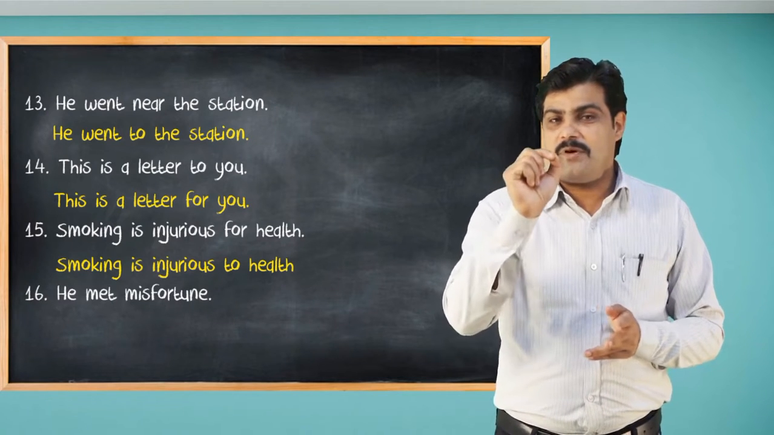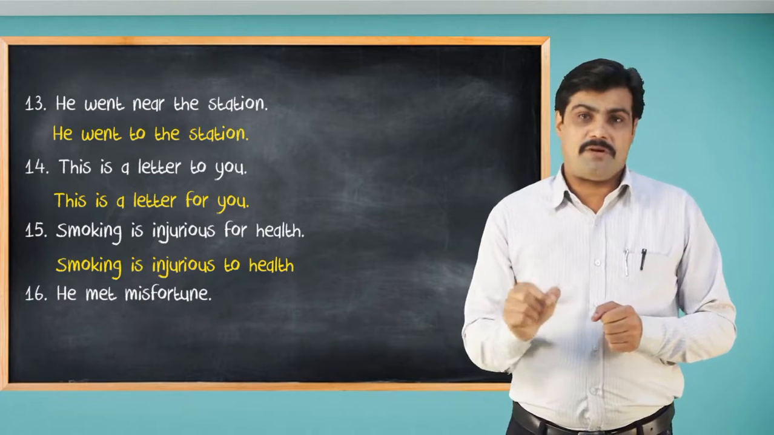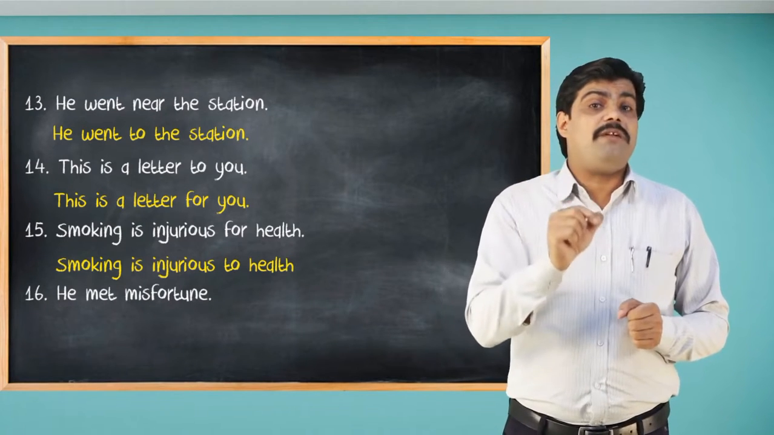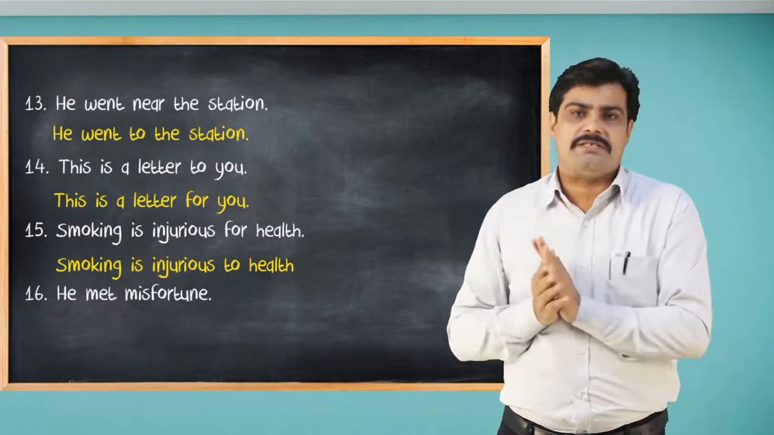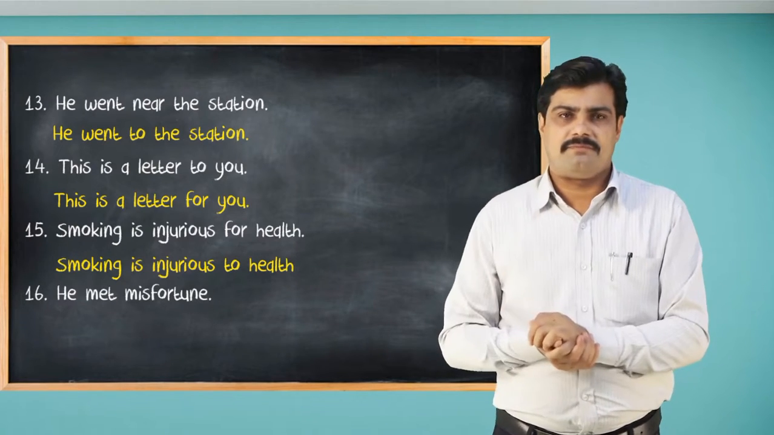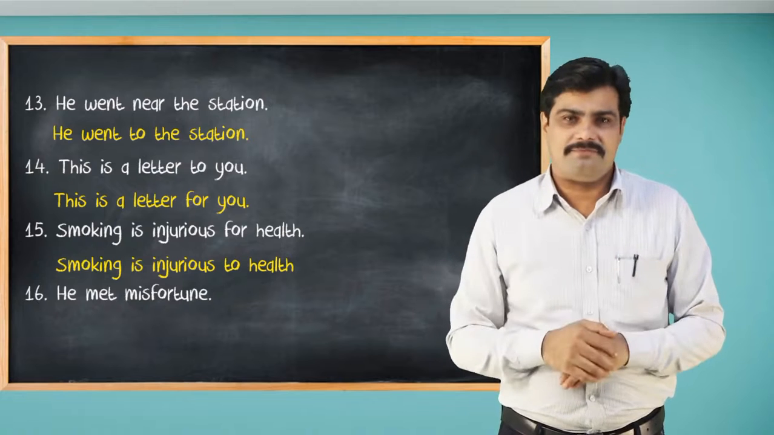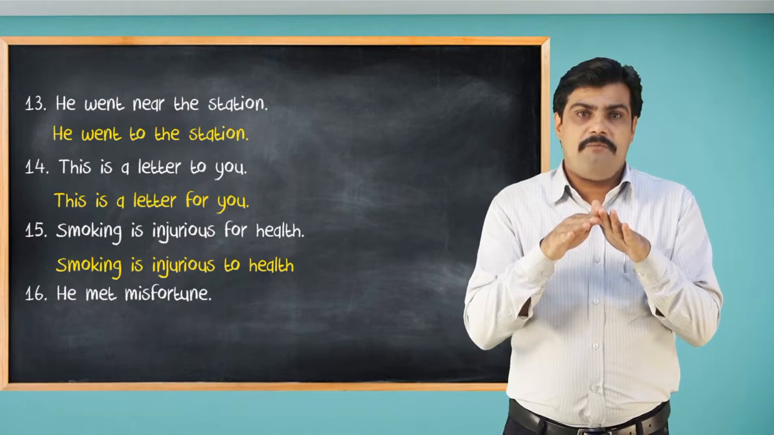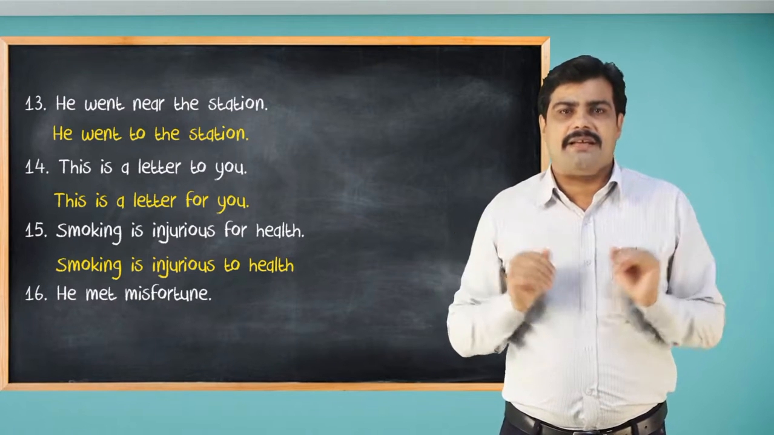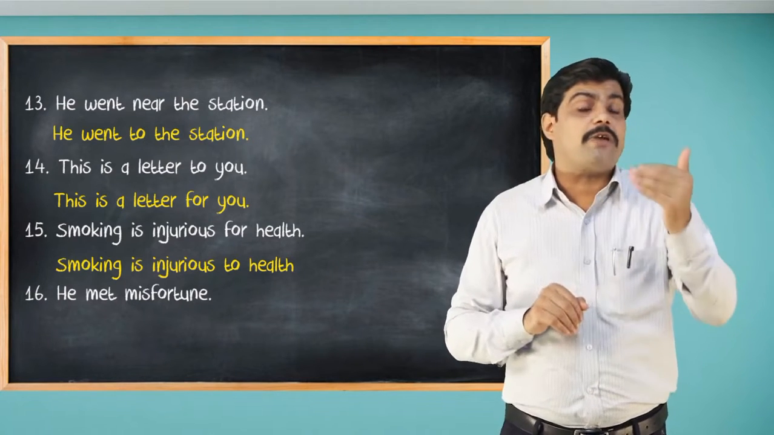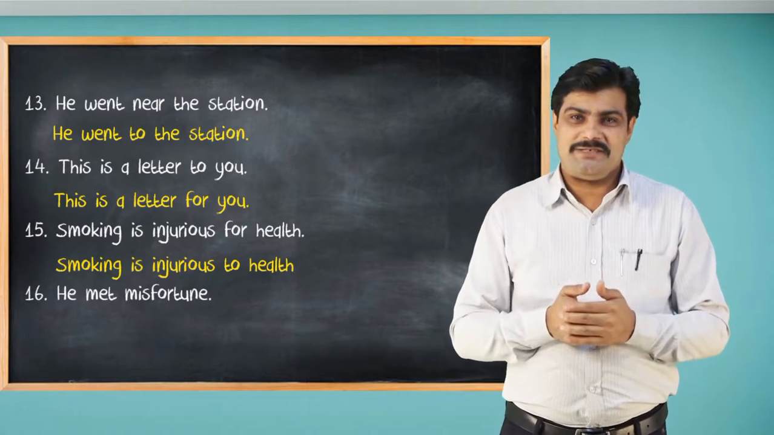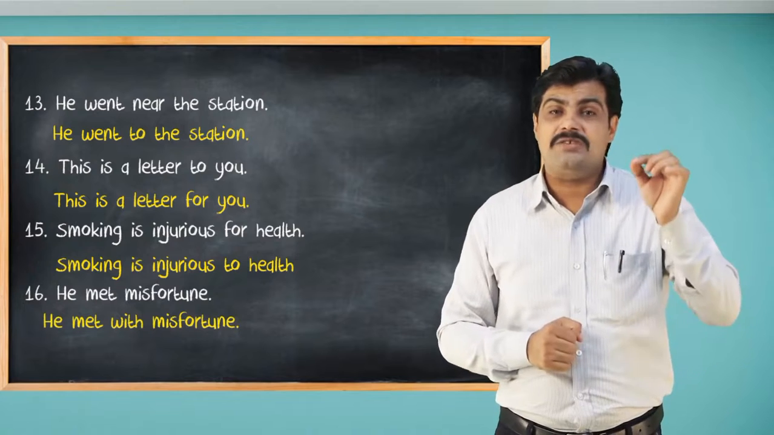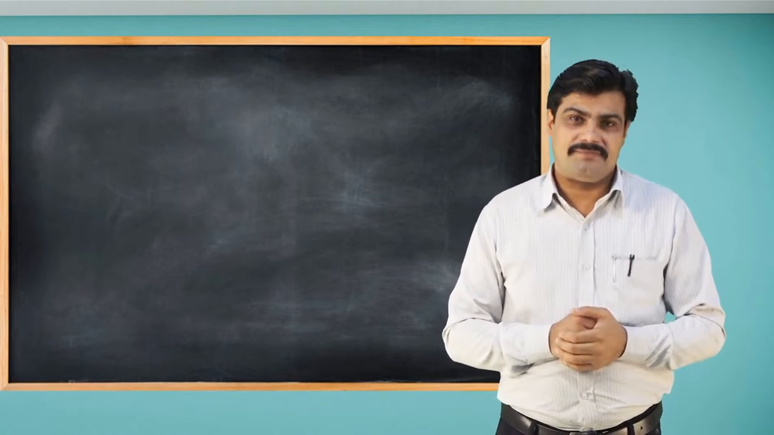Here one important point you have to remember. One rule is important here, and that is meet normally means come face to face with somebody or something, like I met a man. Okay? But meet with means to experience anything. Here we are talking about experience in this sentence. So use meet with and say he met with misfortune.